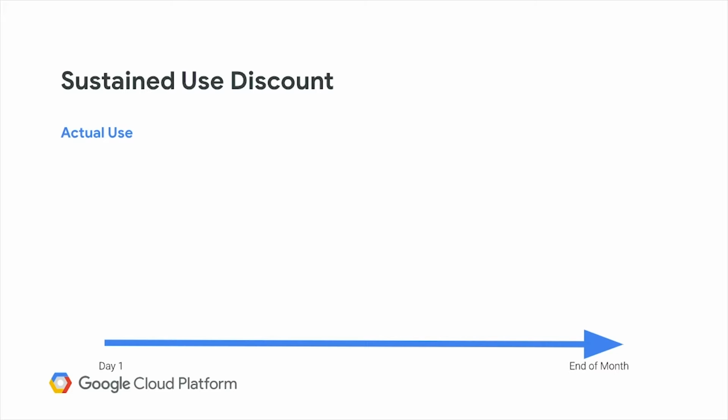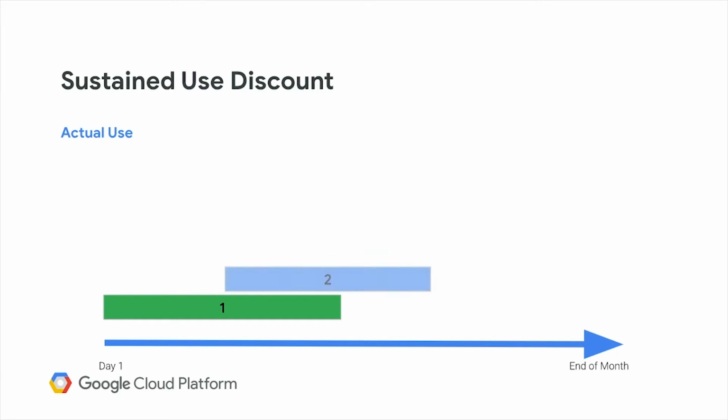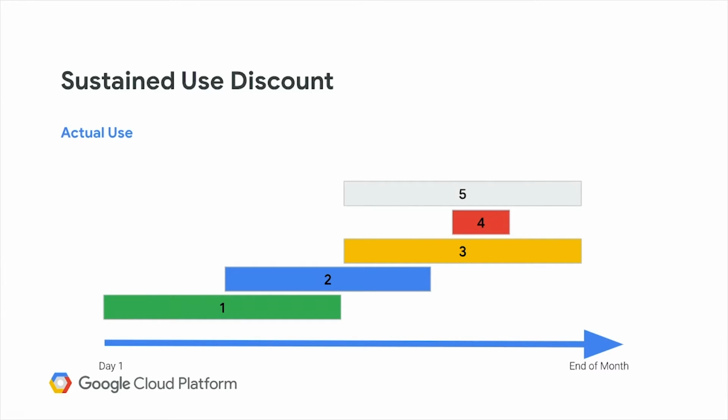So day 1, start of month, I start with 1 machine, and I run it for half the month. And then I need to add additional capacity, so I'm running a second machine also for part of the month. I add a third machine for the back half of the month, and then I add some extras, right? So I'm running 5 machines total. None of them are running for a full month, so you wouldn't necessarily expect to get the full discount.